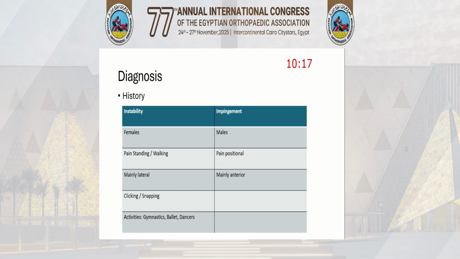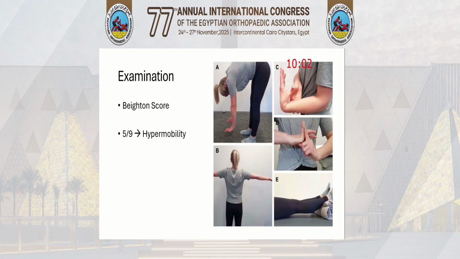Patients with instability complain of a lot of clicking and snapping in their hips. And these patients are usually performing activities that promote a high range of flexibility and a high range of motion, such as gymnastics or ballet dancing. When we examine them, or any patient, we should now be doing a regular Beighton score.